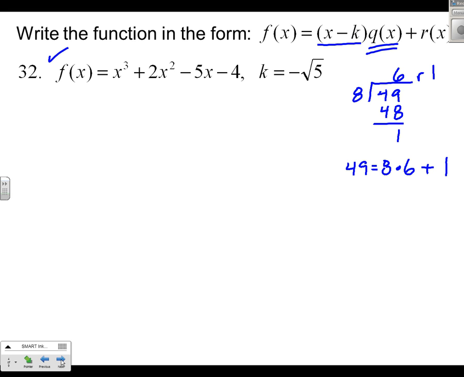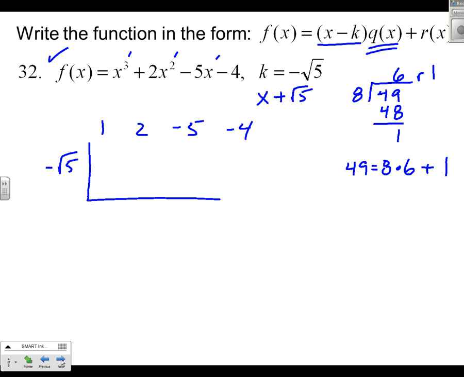So write a function in the form of f of x. I'm going to divide this. Now when they have k as negative root 5, that's like saying we're looking to divide by x plus root 5. I've got the third, the second, the first, no holes. So I'm going to set this up as 1, 2, -5, -4, and I'm synthetically dividing by negative root 5, which seems like it might be messy, but actually turns out pretty nice.